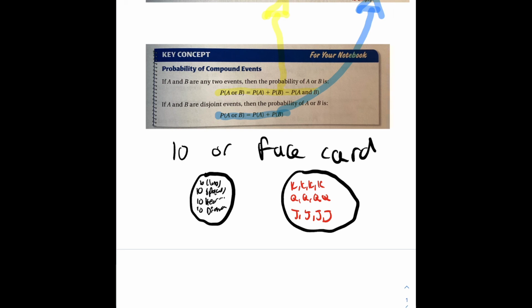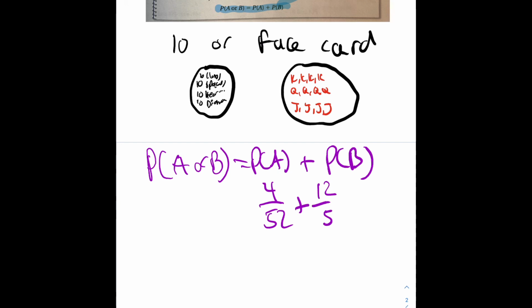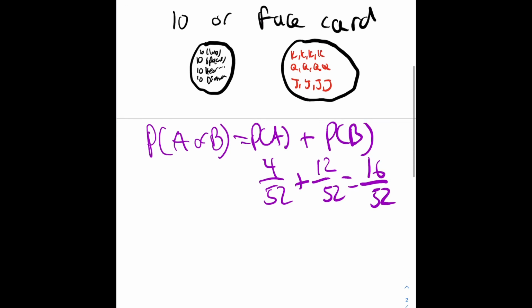King, king, king, king, queen, queen, queen, queen, jack, jack, jack, jack. So because they're separate, the probability of A or B would be the probability of A plus the probability of B. And the probability of drawing a 10 is 4 out of 52. And the probability of drawing a face card is 12 out of 52. So this gives me 16 out of 52, which is equal to 4 over 13, which is approximately 0.308.